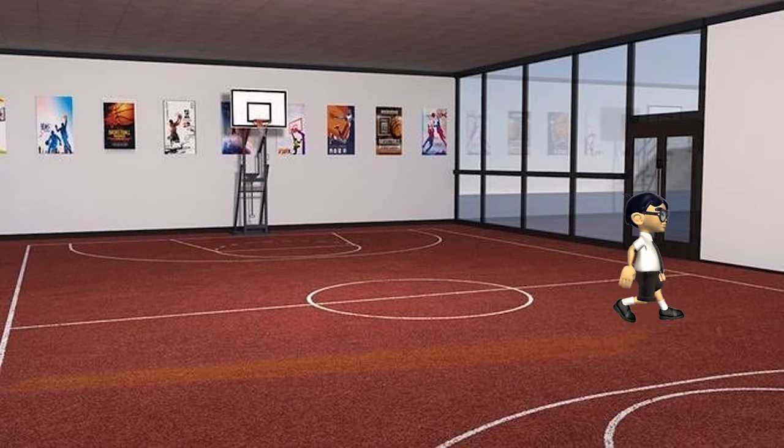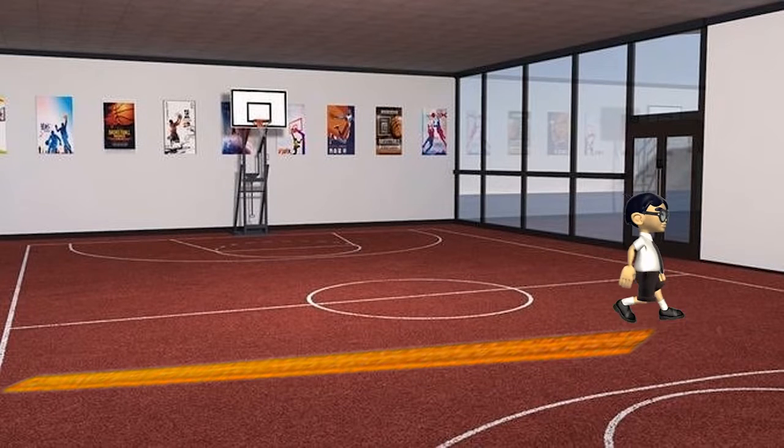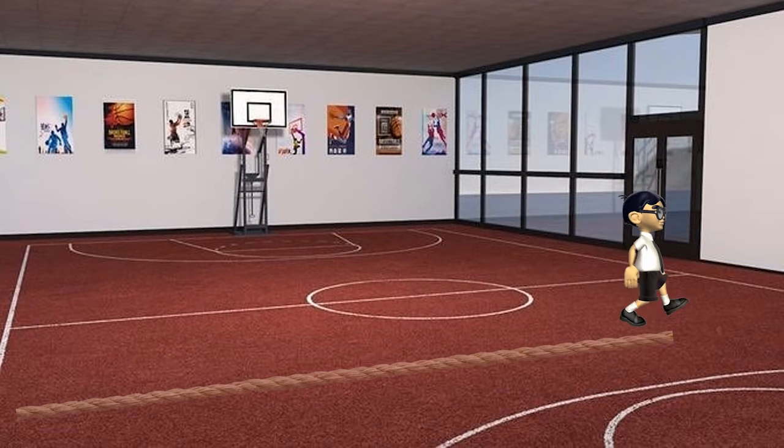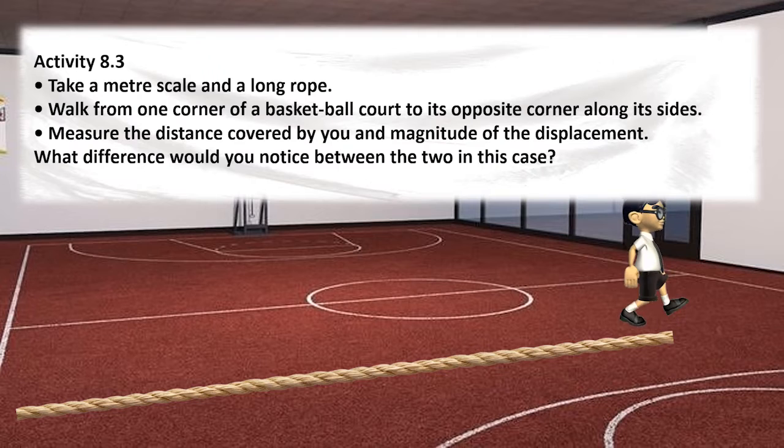In this activity 8.3, you are expected to take a meter scale and a long rope with these measuring instruments. You are expected to walk from one corner of the basketball court to its opposite corner along the sides. Calculate the distance that you covered and the magnitude of the displacement.